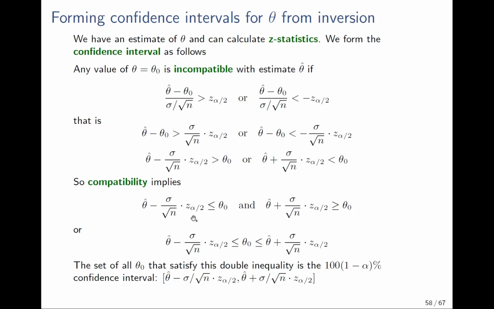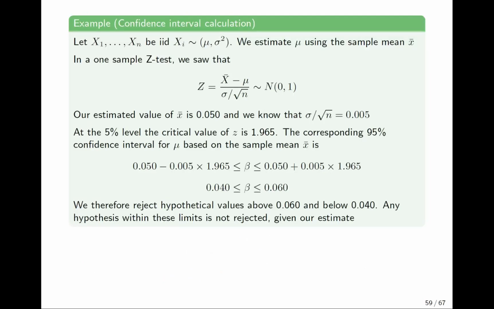So if we bring these two parts together, the set of all theta naught that satisfy this double inequality is the 100 (1 minus alpha) percent confidence interval given by this expression: theta hat minus sigma over root n times the critical value, to theta hat plus sigma divided by root n times the critical value. And it's as simple as that. That is how we form confidence intervals. So let's do it in an example.